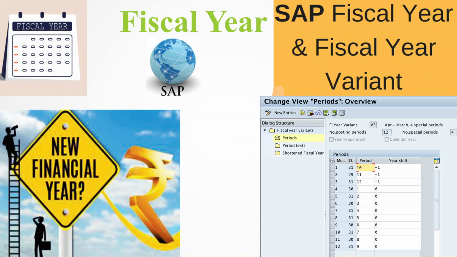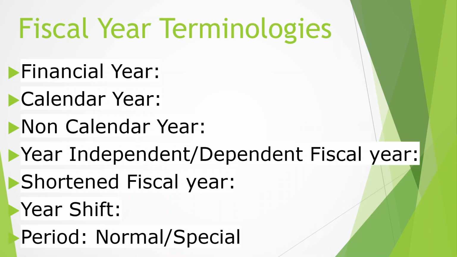So SAP fiscal year, then fiscal year variant. Some of the pictures I have added purposely just for reference. The rest we will see in a live SAP system as well, once we reach the correct slide in this presentation. So let's proceed further. What are the important terminologies used with regard to fiscal year or financial year, fiscal year variant or financial year variant, and the related things?